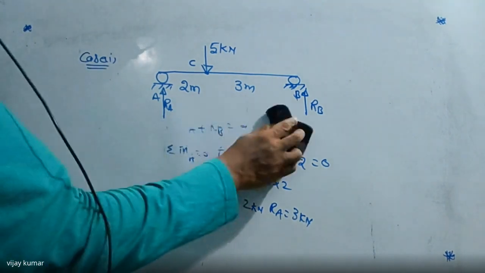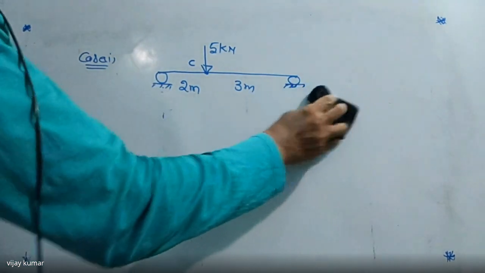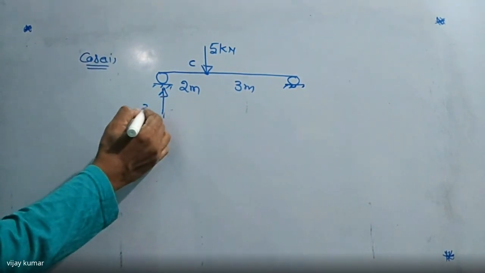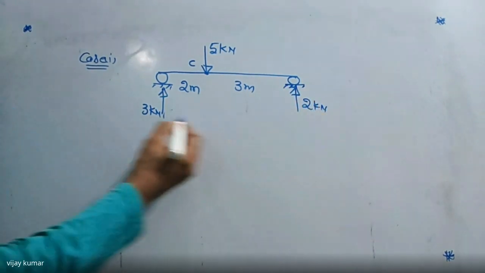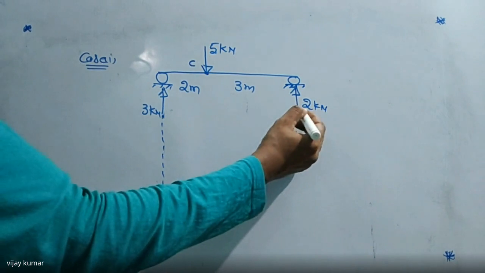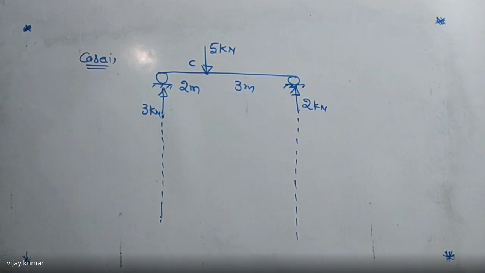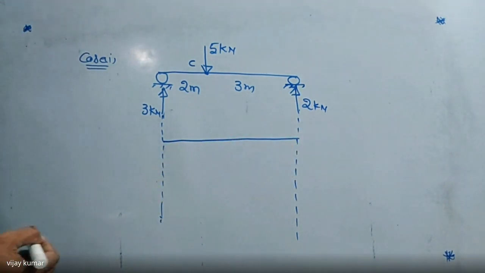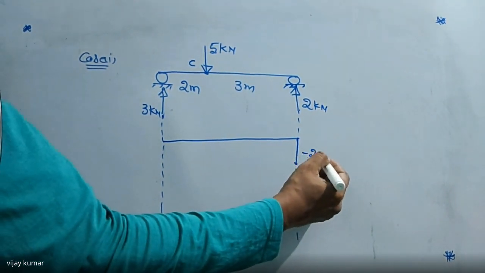So now I am getting RA more, RB less. RA is nothing but 3 kilonewtons. Listen carefully. Here I am indicating RA is 3 kilonewtons and RB is 2 kilonewtons. Now tell me what is the shear force and bending moment diagram for this. Don't calculate any value, just draw the diagram. This is the shear force diagram. This force is acting upward, shear is negative. I'm going to draw up to this one, minus 2 kilonewtons.